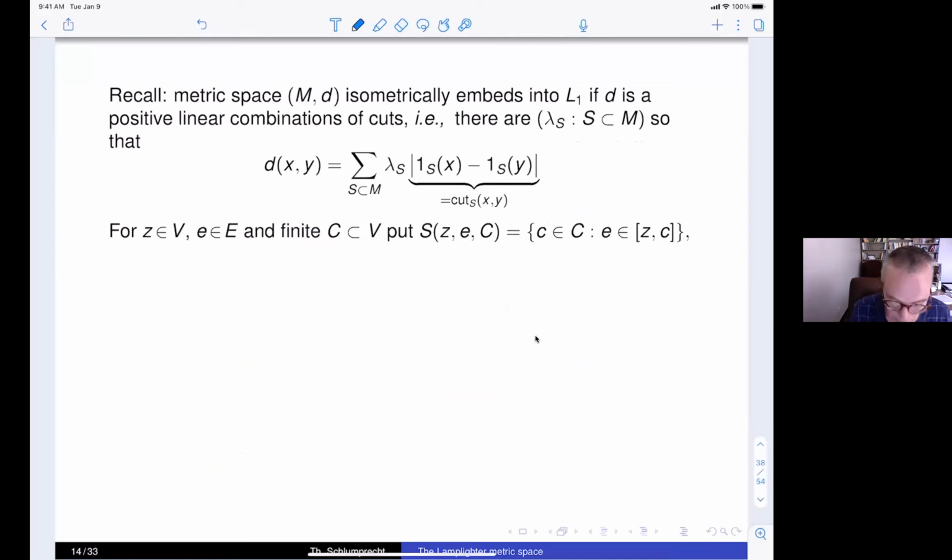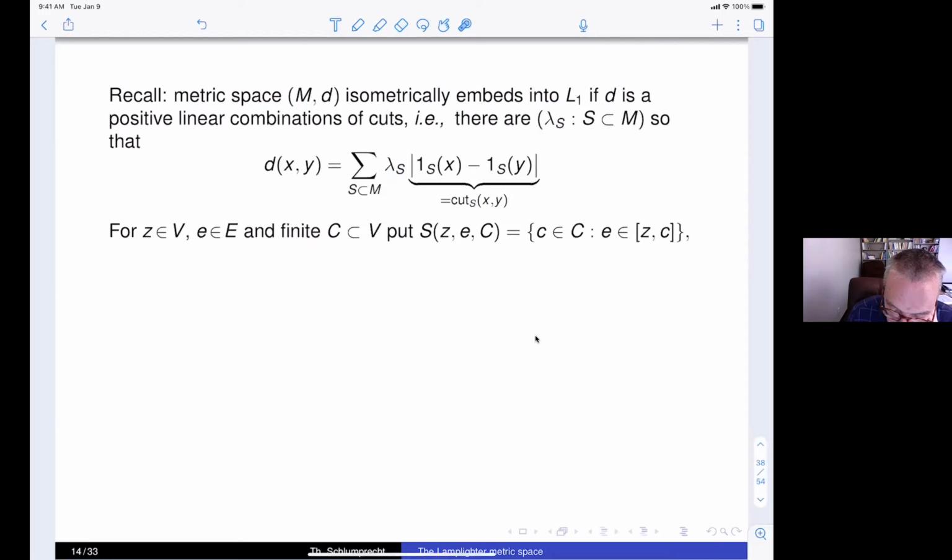And now for the embedding, we will argue the following way. Let us remember that a metric space (M, D) isometrically embeds into L1 if D is a positive linear combination of cuts. So in other words, it's a cut matrix. What I mean by this is that d(x,y) can be written as positive numbers times cuts. And a cut is simply, you take a set S.